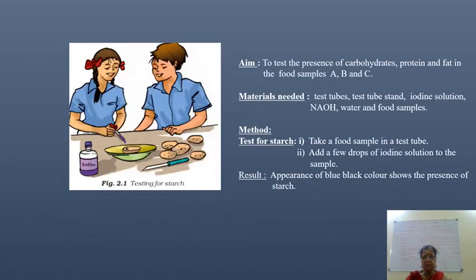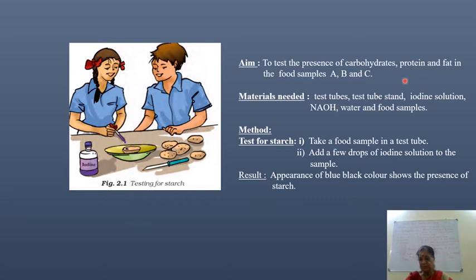Now next one is about the test for carbohydrate, starch. It is called the starch iodine test. Here a boy and a girl are having potatoes. There are many potatoes, and one potato is kept in a plate. To do the test for starch, the starch iodine test, you will take 3 test samples of the given food item, as A, B, C.